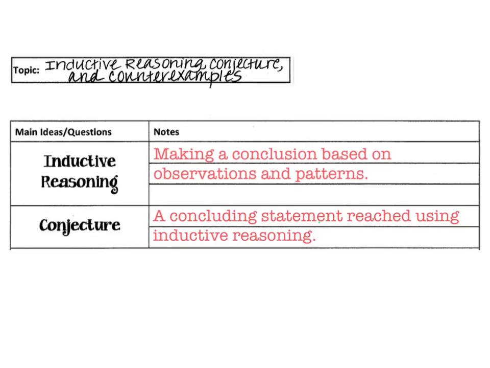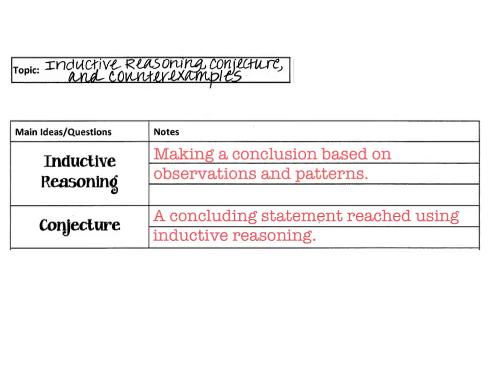Alright, so let's write down a couple definitions. Inductive reasoning. What is inductive reasoning? Inductive reasoning is making a conclusion based on observations and patterns. A conjecture is a concluding statement reached using inductive reasoning. So after we use inductive reasoning, we've made a conclusion based on our observations and patterns, we write a conjecture, which is a statement summarizing that conclusion that we've reached.